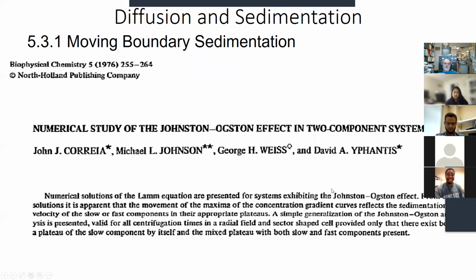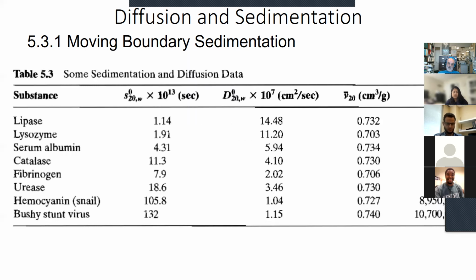Okay. The first paper I ever published back in the 70s was actually a numerical study of the Johnson-Ogston effect. So we were looking at sort of modern ways of analyzing data and looking at 2 species Johnson-Ogston effects and trying to learn something about the system. I'm actually still working on this in a completely different setting.